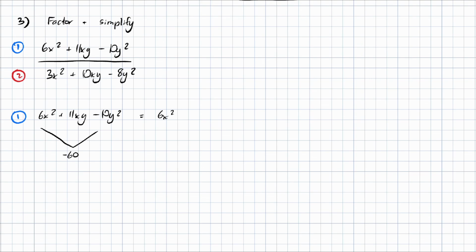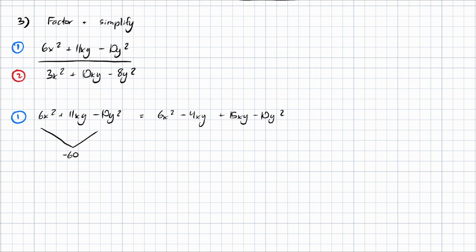Negative 60. Oh, it's 4 and 15. Okay. So it's a positive 11. So we do minus 4xy plus 15xy minus 10y squared. We factor.